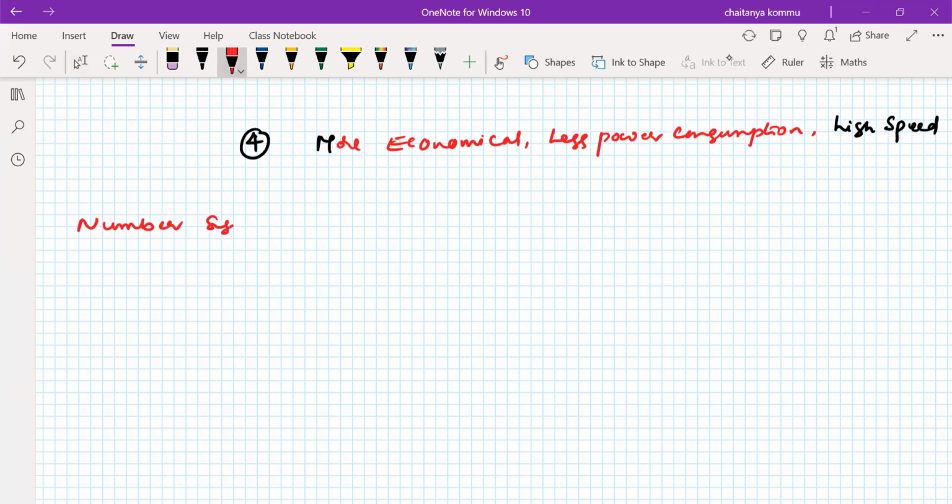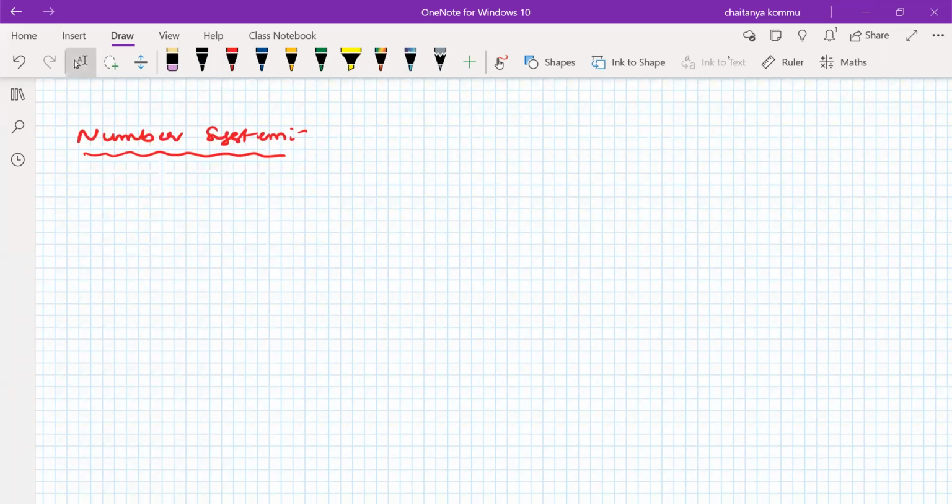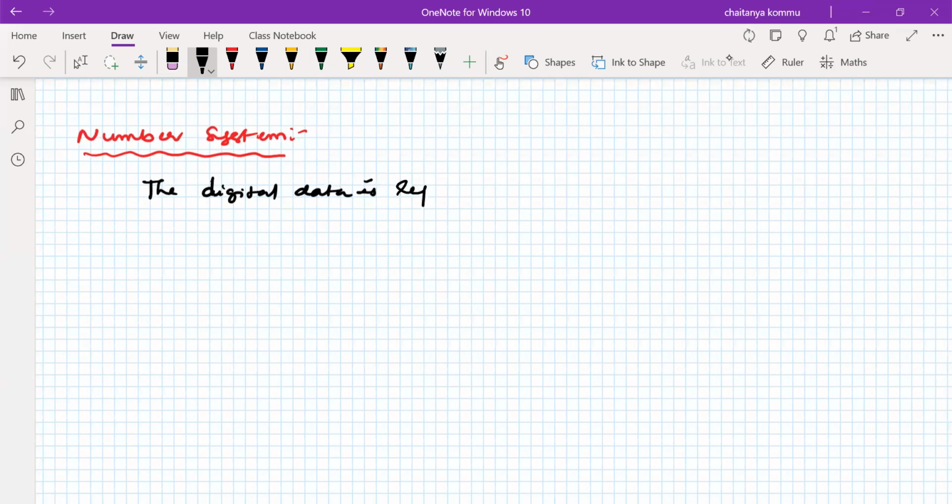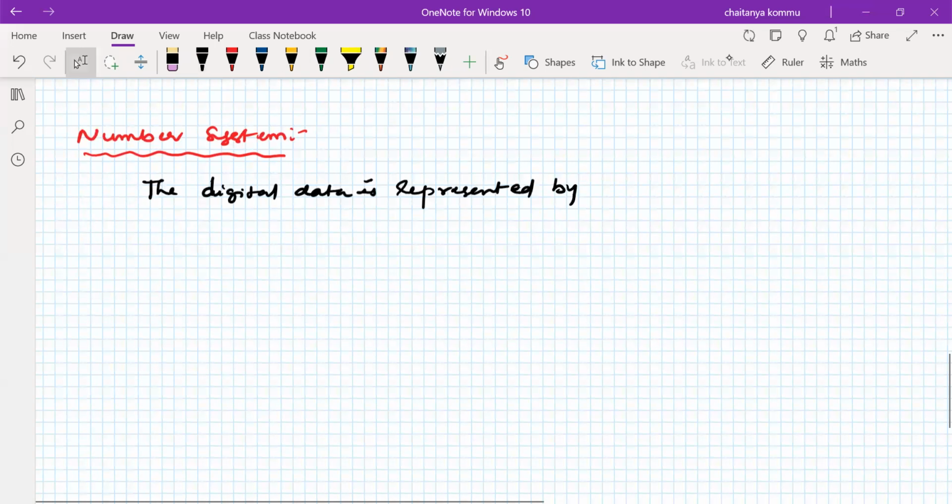Number system. Okay. So carefully listen to this one, that's a very important one. Whatever the digital data is, the digital data is represented by, in fact, not only digital data, any data is represented by a number.